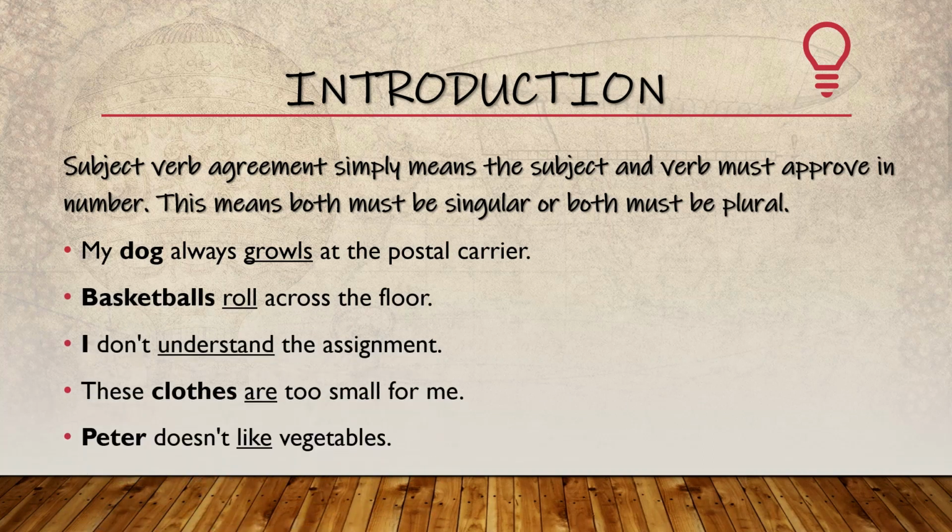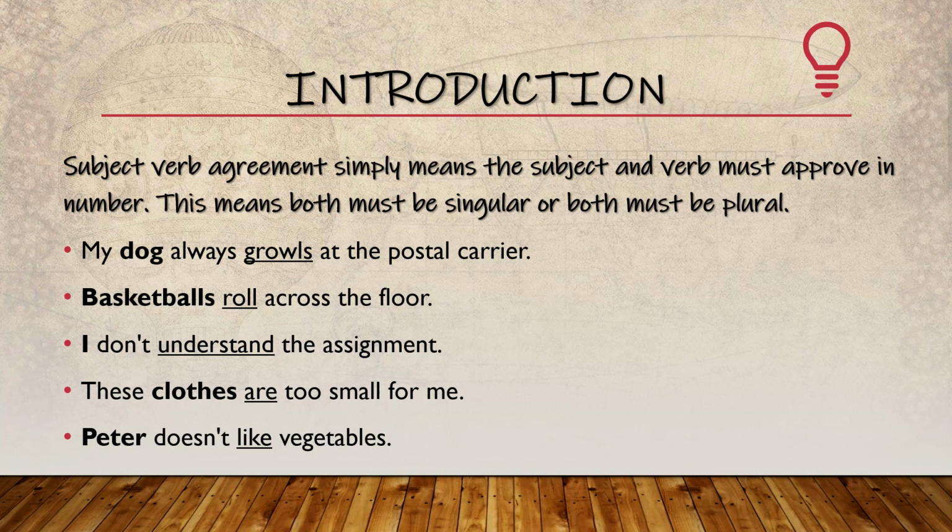Let us first understand what subject-verb agreement is. The subject-verb agreement simply means the subject and verb must agree in number. This means both must be singular or both must be plural. Here are some examples. My dog always growls at the postal carrier. Basketballs roll across the floor. I don't understand the assignment. These clothes are too small for me.